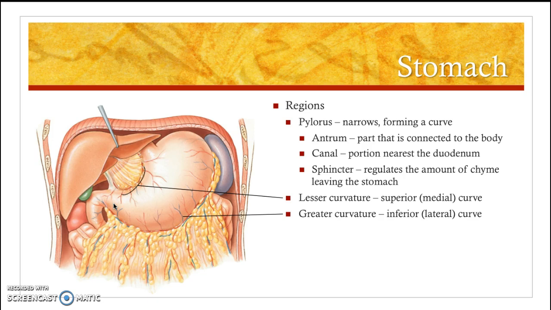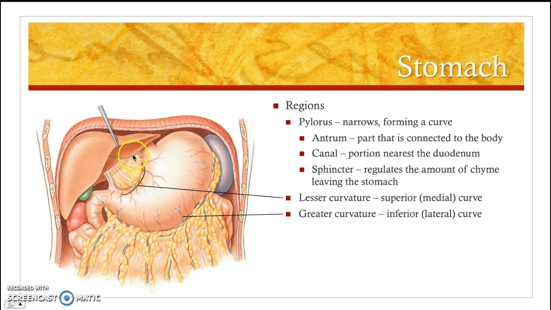The pylorus itself has two regions, the antrum and pyloric canal. The pyloric antrum is just the portion that is connected to the body of the stomach, and the pyloric canal is the portion closest to the small intestine. Between the stomach and small intestine is a band of smooth muscle called the pyloric sphincter. This helps regulate the amount of chyme leaving the stomach.